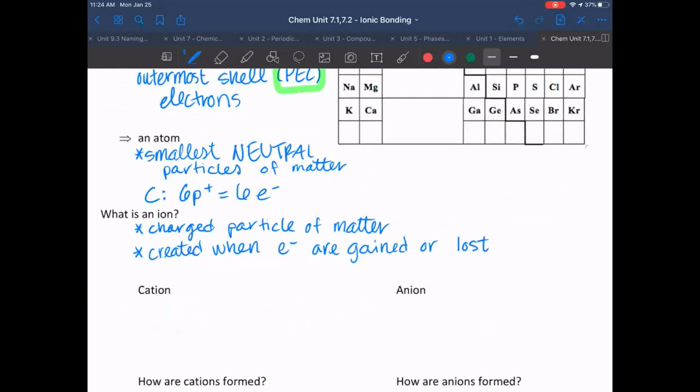We get fancy names for those. A cation is going to be a positively charged ion. And as you could assume, an anion will then have to be the negatively charged ion.